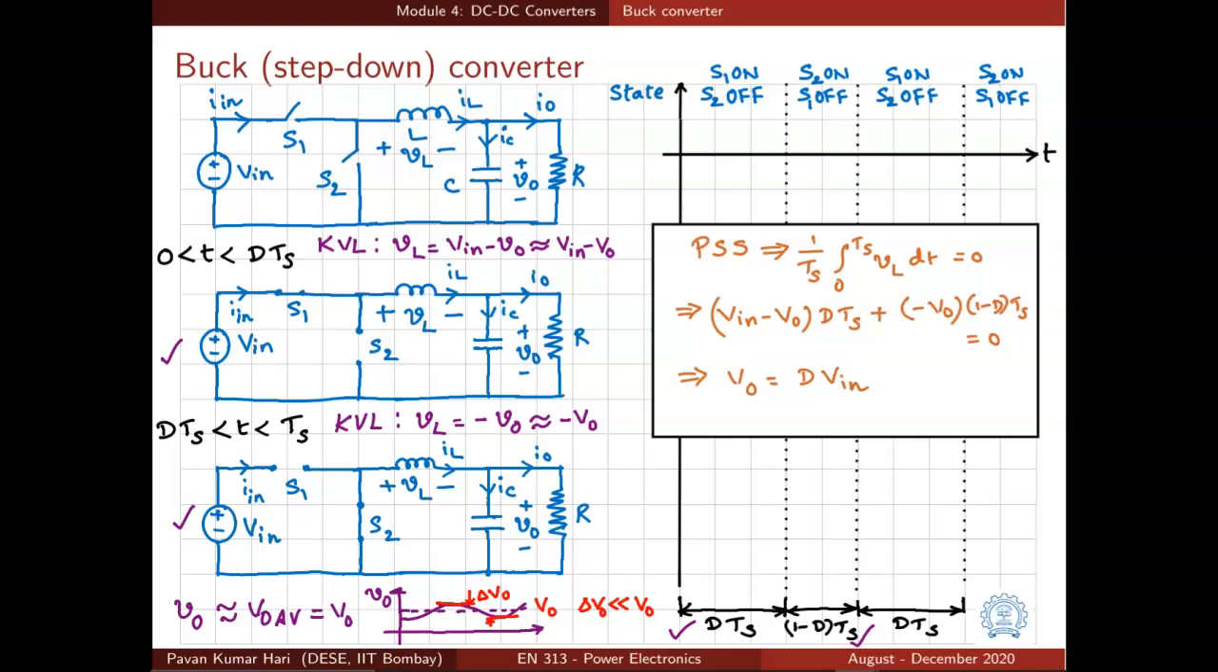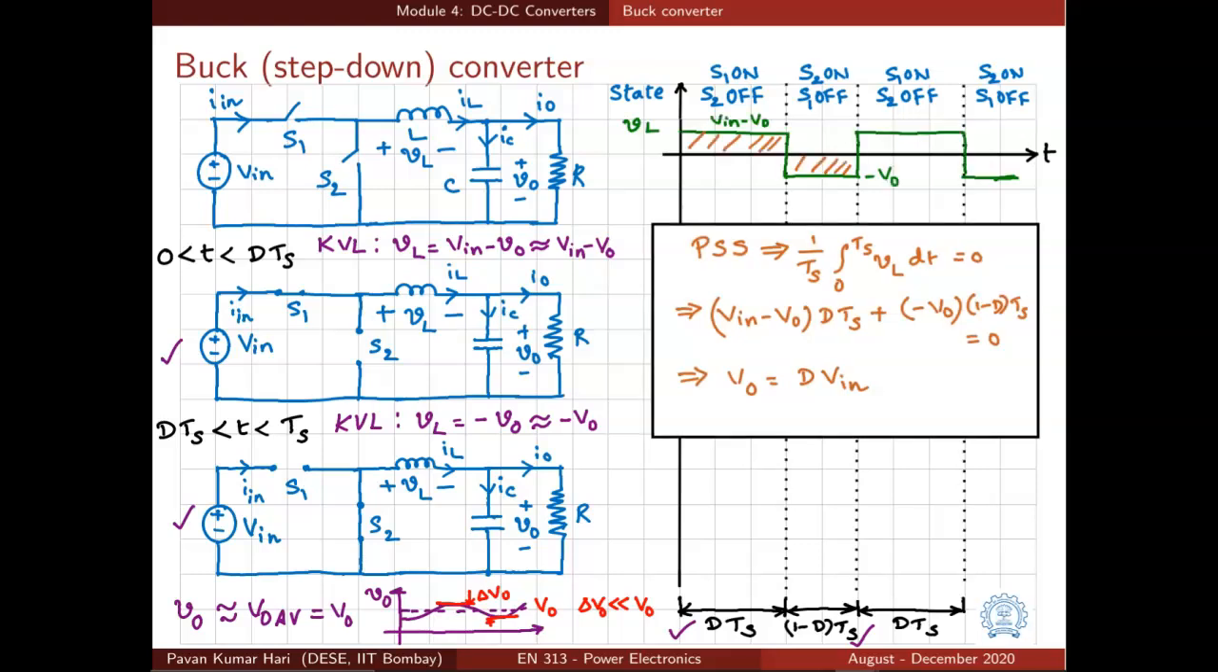So we can simply multiply by the intervals and evaluate the integral. So it is V in minus VO times dTs plus minus VO times 1 minus d times Ts is equal to 0, which will directly give us the result VO is equal to d times V in. Obviously d is between 0 and 1, so the average output voltage is definitely less than the input voltage.